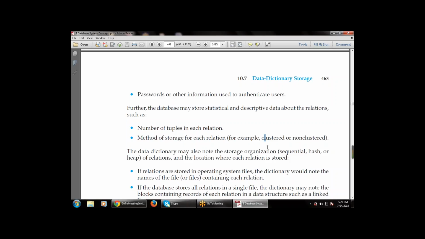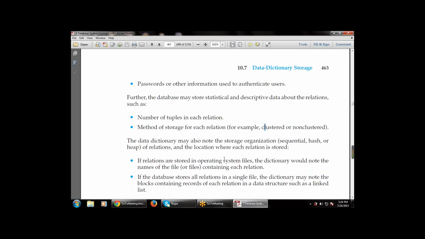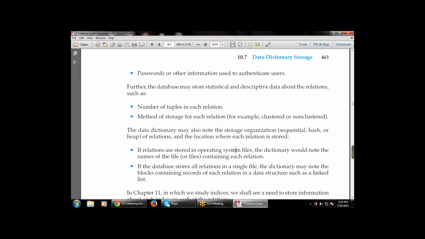We have also studied file organization, that is, there are multiple file organizations used in this. The organization may be in the form of sequential order, heap, or hash, and the location where each relation is stored. So it also stores the information about the storage organization, where each relation is stored.